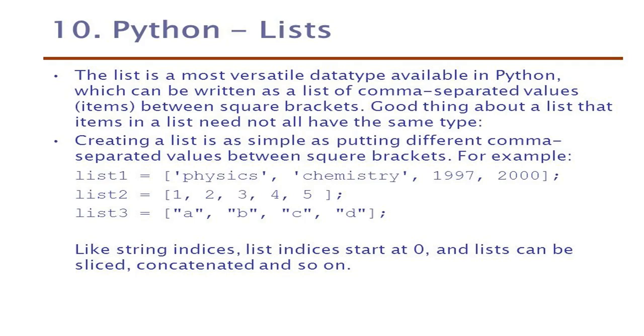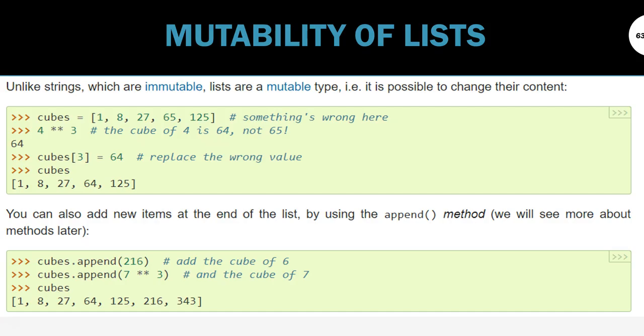Like string indices, list indices start at 0, and lists can be sliced or concatenated. Of course, we can do all kinds of things with lists. In the next video, we will talk about the mutability of lists. That means we can change lists. As we saw, we can already add and slice lists.